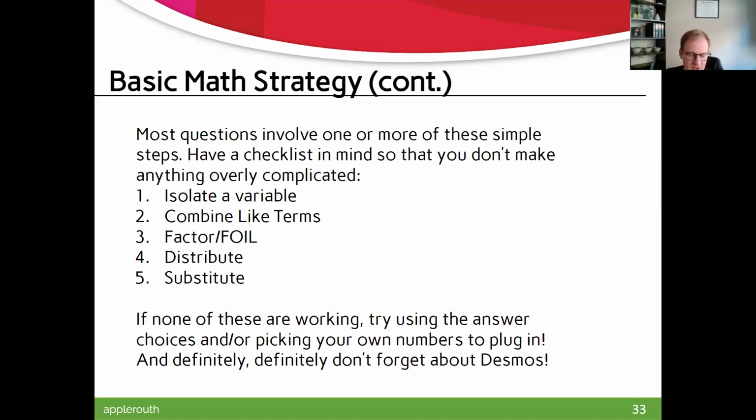If you hit a wall and you think, well, man, none of that's really working, I tried it, but I'm not getting anywhere, maybe the answer choices will help. You can plug them in. If the answer choices are not helpful, pick your own numbers. There'll be certain questions we'll see that that's the best strategy. And then absolutely do not forget about Desmos. Even if you don't know that that's your first step and you're not sure, it may save you on a question just by testing some things or even just double checking an answer.